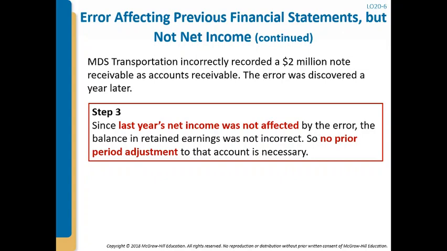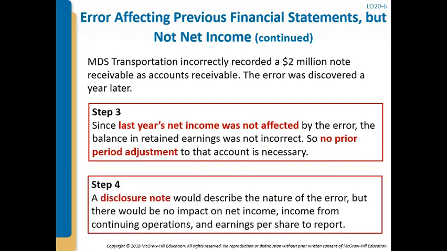Now, since last year's net income was not affected by the error, the balance in retained earnings was not incorrect, so no prior period adjustment to the account is necessary. But you do have to disclose in a note the nature of the error, note that there was no impact on net income or income from operations and earnings per share.